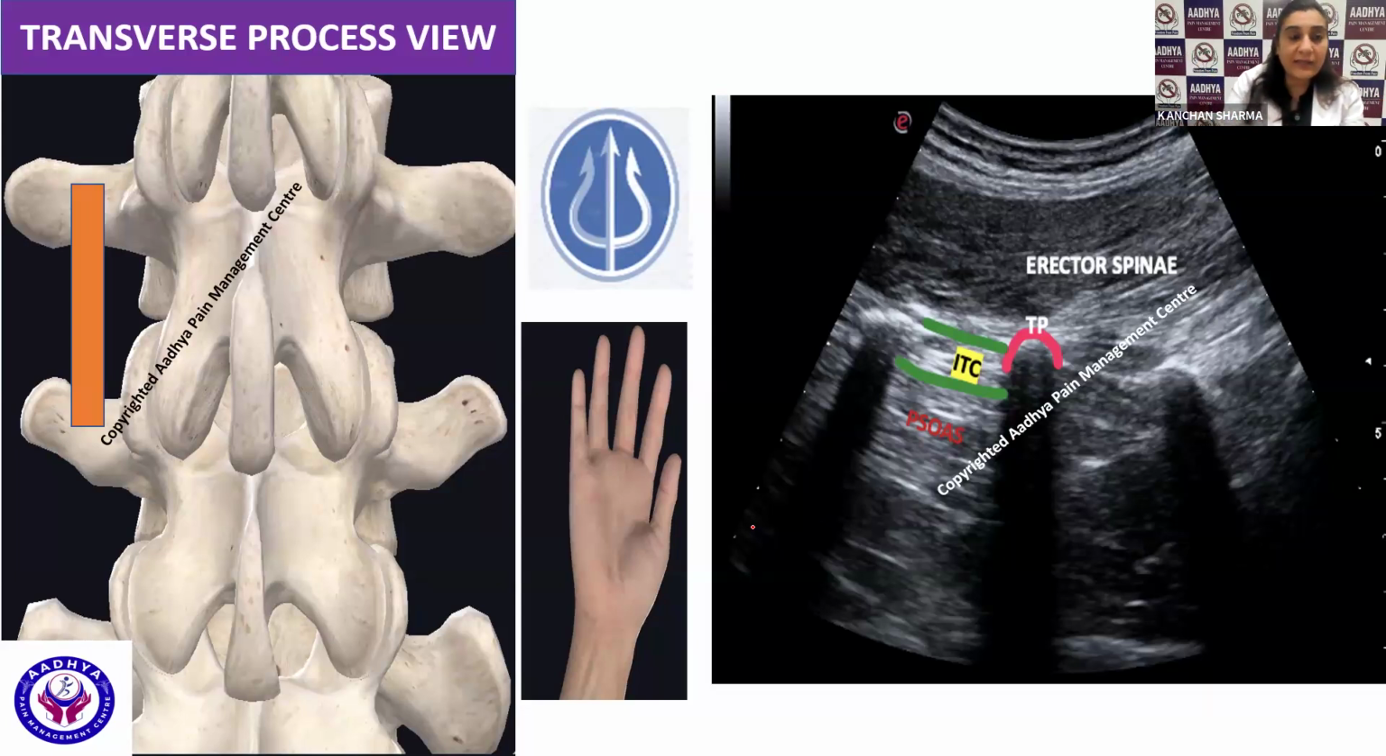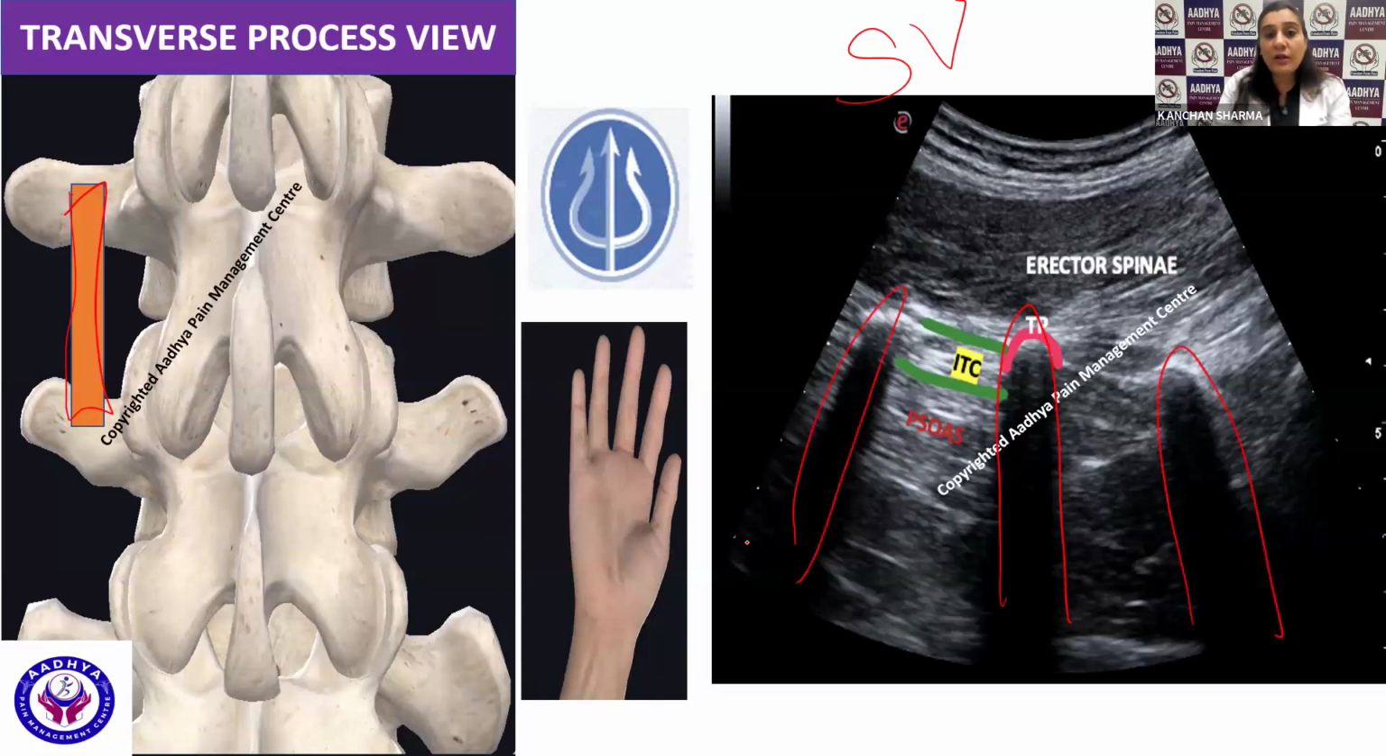What he has said is that if you put your probe over the transverse process, this time we are looking at the sagittal views. How will the transverse process look to you? They will be like the fingers of your hand, or like the trident of Lord Shiva, the Trishul of Lord Shiva we say. So we are going to call this transverse process view the finger-like projections or the trident view.